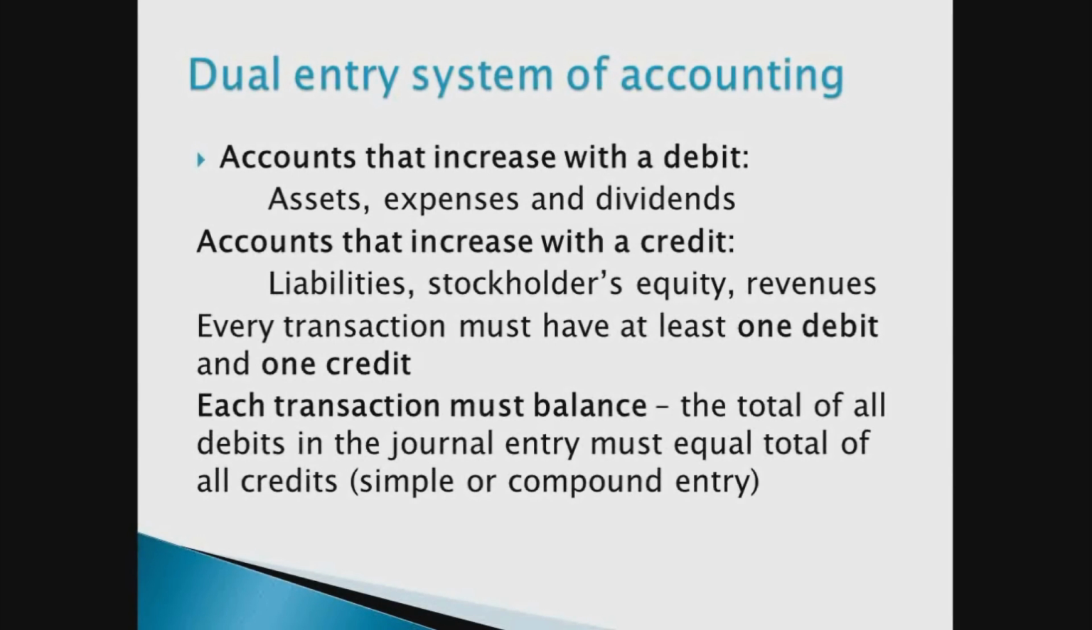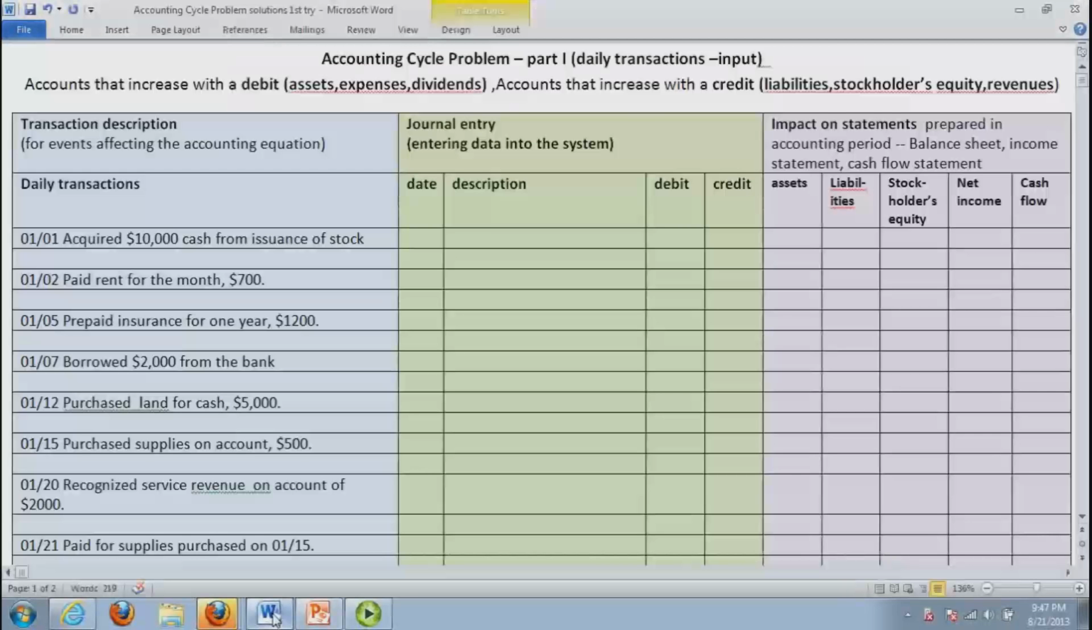So let's go ahead and take a look at some basic journal entries and do a short problem. Here we have journal entries in the middle, the format, the paper in green. Notice there's a place to record the date, the account titles under description, and then the dollar amount for debits and credits. On the right side, we'll eventually also talk about the impact on the balance sheet, income statement, and cash flow.